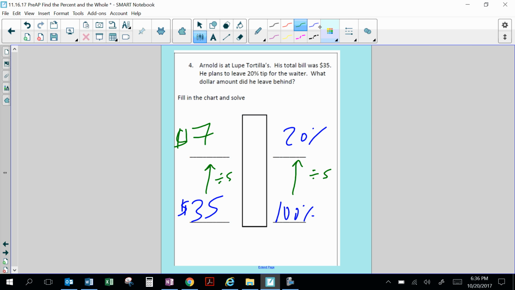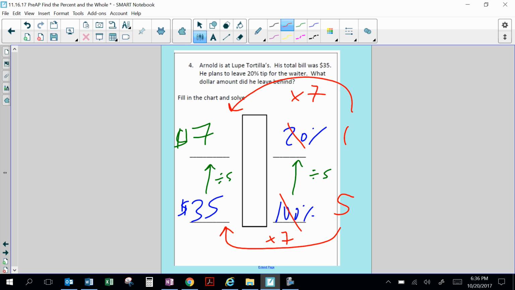Another way you could have done it is this way. Simplify this. Divide both numbers by 20, so 1 and 5. What's the relationship between 5 to 35? Times 7. So that's why we got 7.